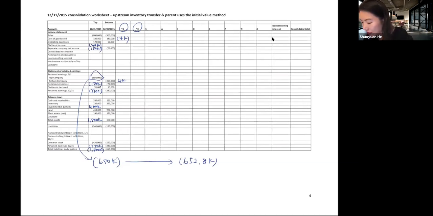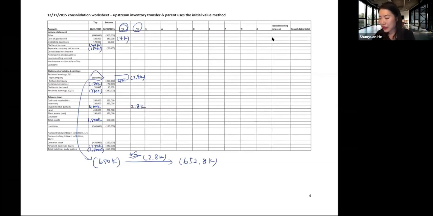Now because consolidation entry star G doesn't affect the parent's beginning retained earning, we don't need to consider star G here. The only entry here we're making is star C entry. And then we use star C entry to increase beginning retained earning by 2.8 thousand. So credit 2.8 thousand for the parent's retained earning and debit investment account by 2.8 thousand.